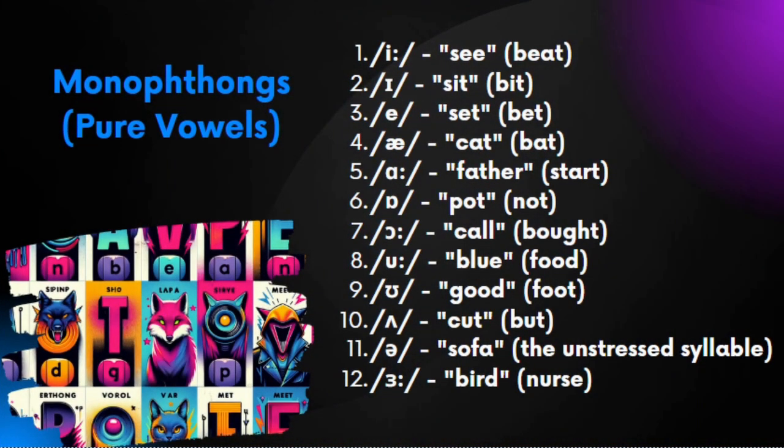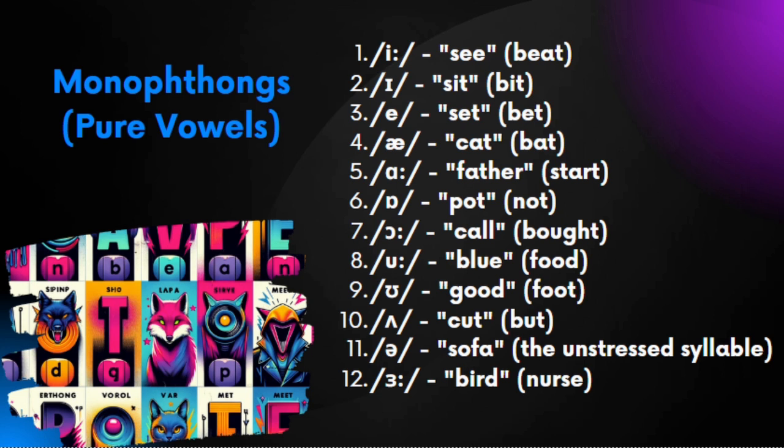What are monophthongs? Monophthongs are basically one sound. We call them pure vowels, but they're one sound, right? So it's just one little quick boop, one sound. For example, we have seat at the very top of this list. Seat, see, sit, set, cat, father, pot, call, blue, good, cut, sofa, bird. I read through them really quickly here because I just want to explain what a monophthong is. It's one quick sound, right?